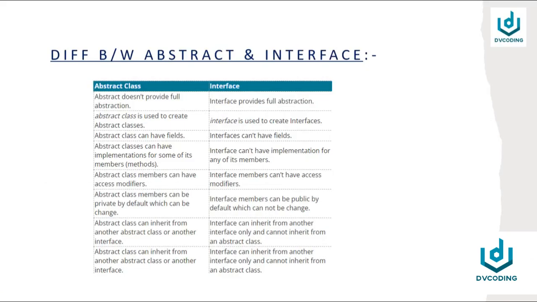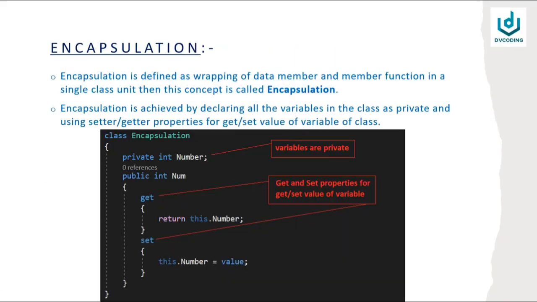Next is encapsulation. Encapsulation is defined as wrapping data members and member functions in a single class, a single unit. This concept is called encapsulation. Encapsulation is achieved by declaring all the variables in the class as private and using getter and setter properties to set and get the values of the variables. Just like private int number, that is a private variable, and that is the property with get and set.